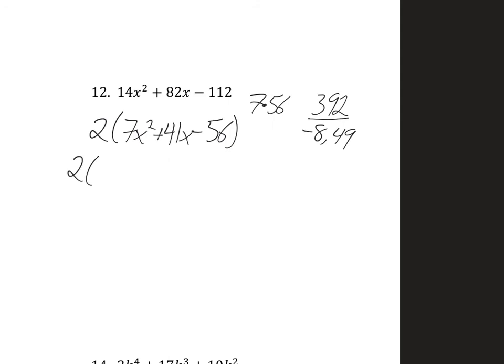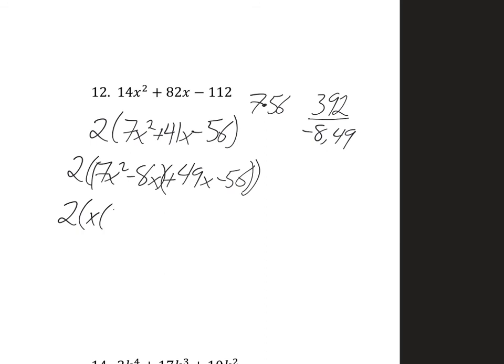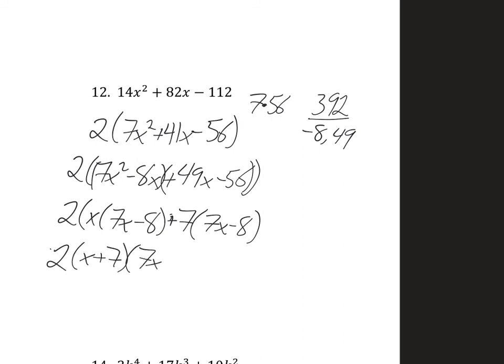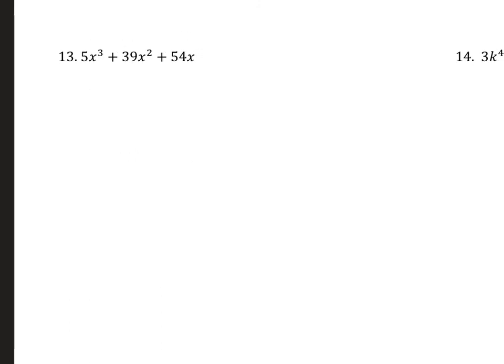So now we have 2 parentheses 7x squared minus 8x plus 49x minus 56. Let's split this up. Well, it looks like I can only pull out an x for the first one, so I have 7x minus 8. For the second one, I can pull out a 7, so plus 7, parentheses 7x minus 8. So my final answer is 2, x plus 7, 7x minus 8. Go ahead and try out the next one.